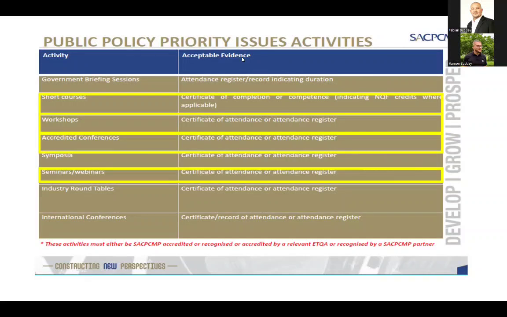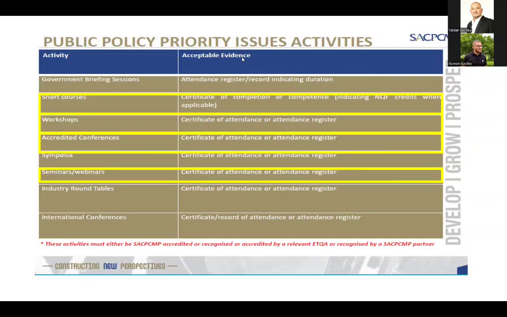So for this category, you need 5 CPD points, right? So I just want to highlight that with you. And then we're going to go down to the asterisks and the highlights in red where it mentions these activities must either be SACPCMP accredited or recognized or accredited by a relevant ETQA or recognized by a SACPCMP partner. So that's very important, guys. Please, if you're going to attend any short courses, workshops, accredited conferences, webinars, seminars, if you want CPD points for them, you need to make sure that they are accredited or that it is recognized by an SACPCMP partner.